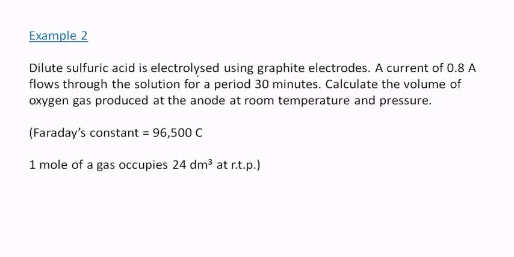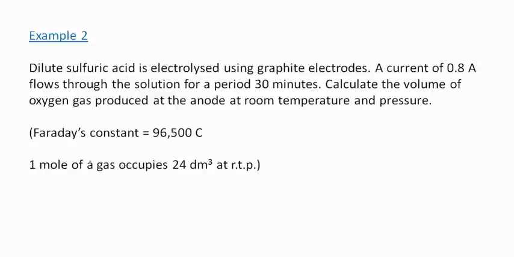Dilute sulfuric acid is electrolyzed using graphite electrodes. A current of 0.8 amps flows through the solution for a period of 30 minutes. Calculate the volume of oxygen gas produced at the anode at room temperature and pressure.